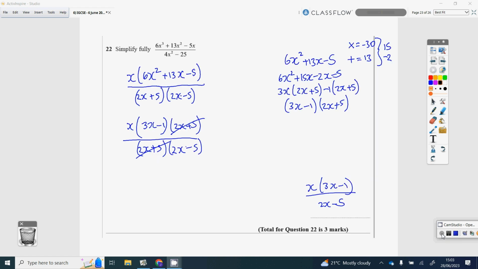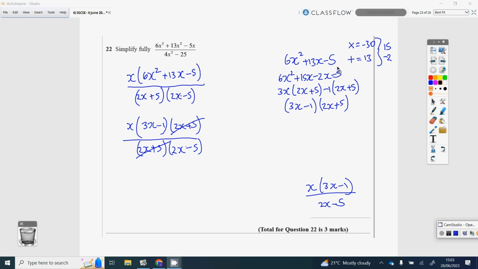So to simplify question 22, we need to do lots of factorising. So I've hooked out the numerator over here, 6x squared plus 13x minus 5. And then I'm going to talk you through the method I do. It's quite a complicated method, but it's sort of slow and steady wins the race, really.